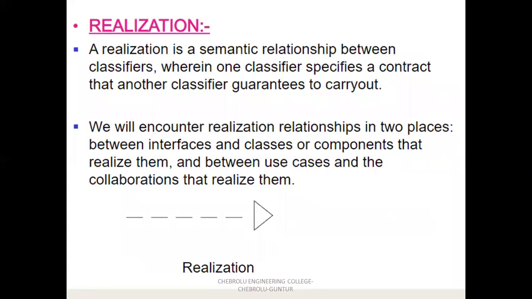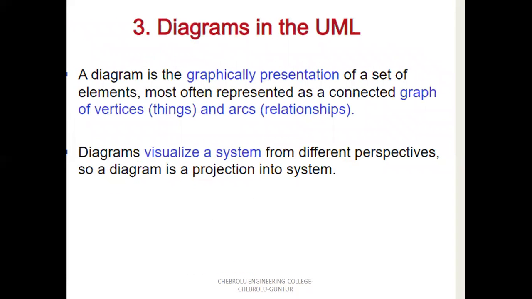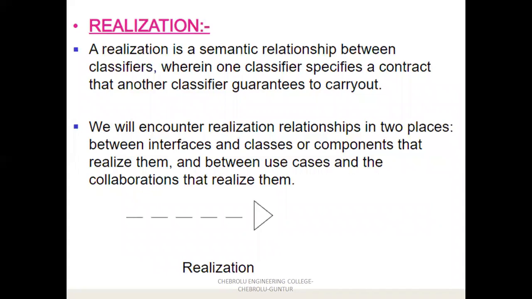Next one, realization. Realization is a semantic relationship between classifiers, where one classifier specifies a contract and another classifier guarantees to carry it out. You will encounter realization relationships in two places: between interfaces and the components and classes that realize them, and between use cases and the collaborations that realize them. Graphically, realization is represented by a dotted line with a hollow arrowhead. There are four types of relationships.